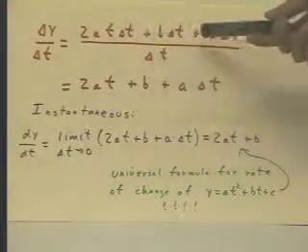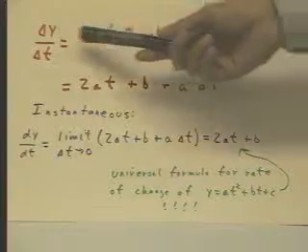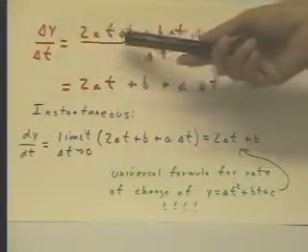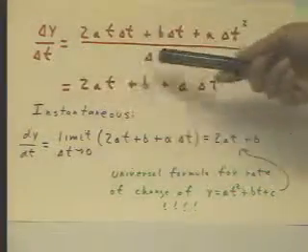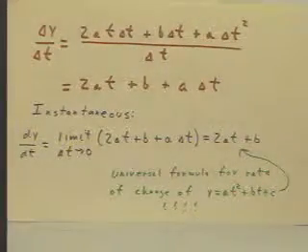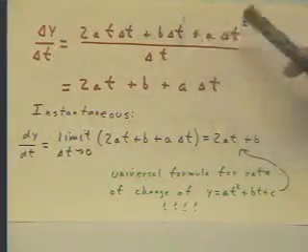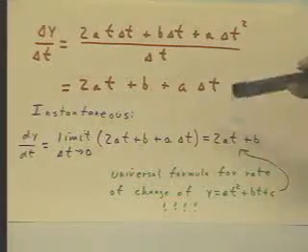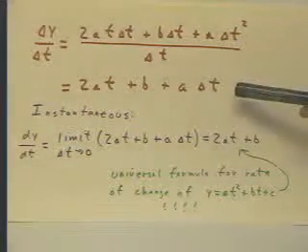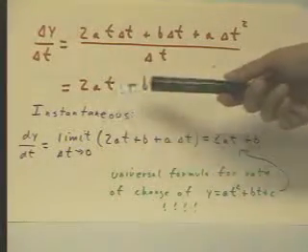Once we've worked through the algebraic details, which we've seen already, we end up with a delta y equal to 2at delta t plus b delta t plus a delta t squared, and we're going to divide that by our delta t. Delta t, of course, distributes, the division by delta t distributes, and we end up with 2at plus b plus a delta t.